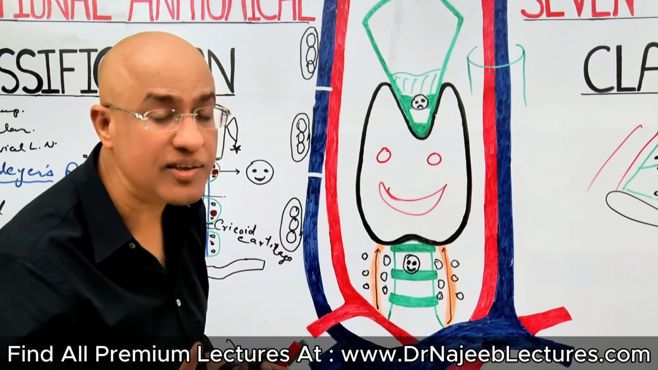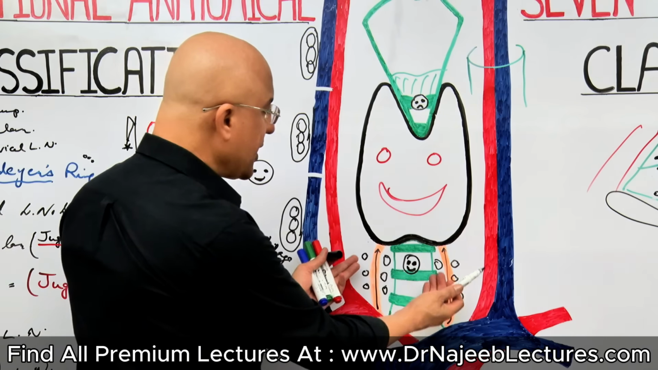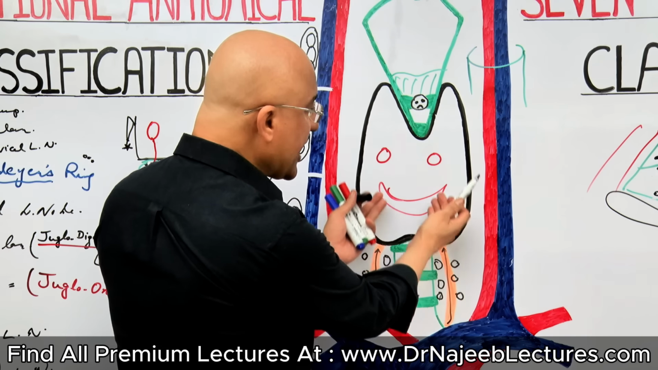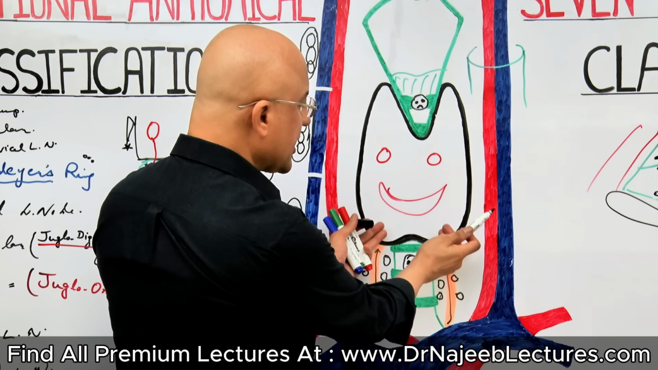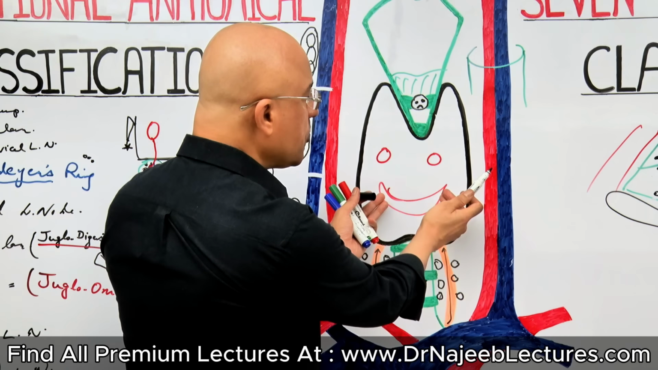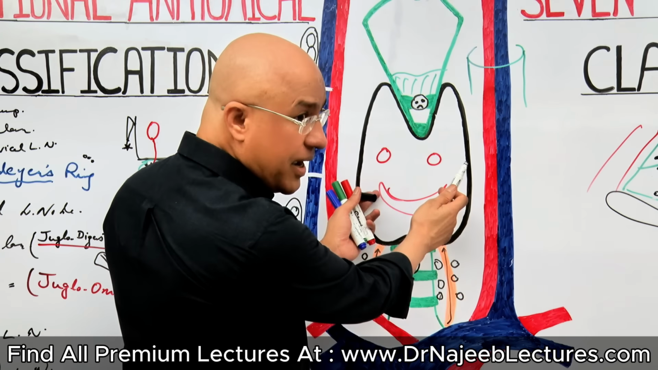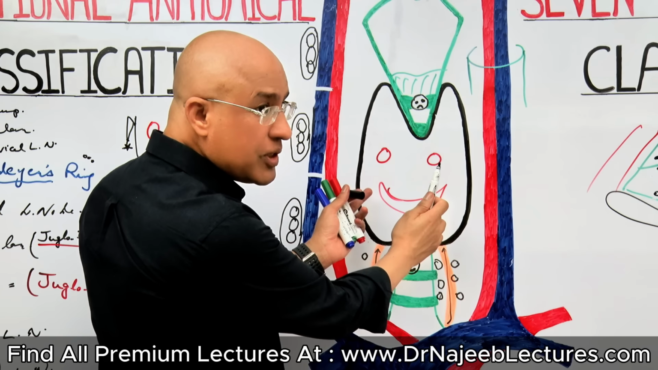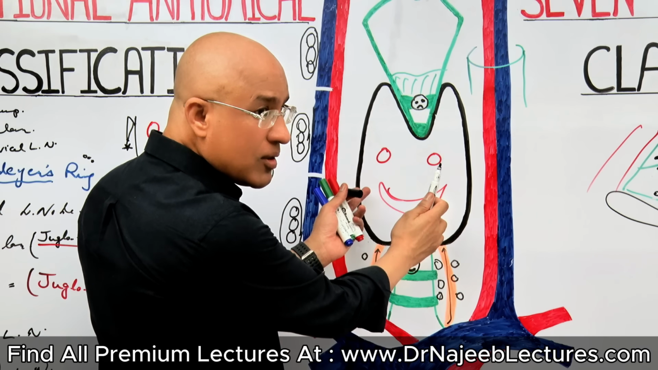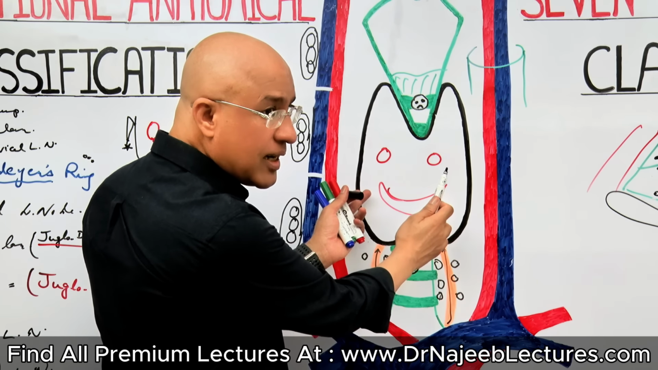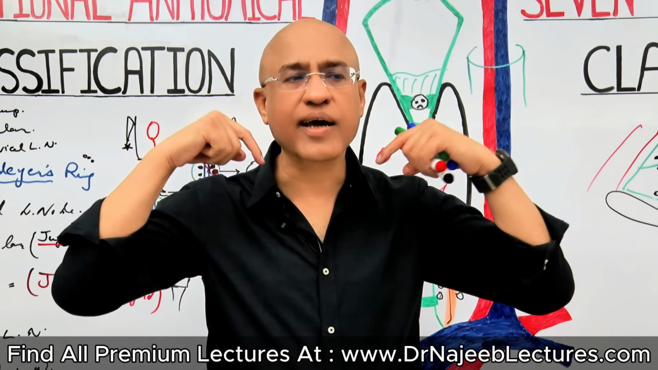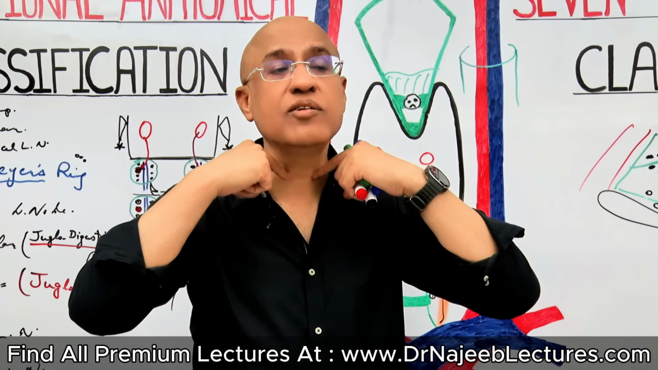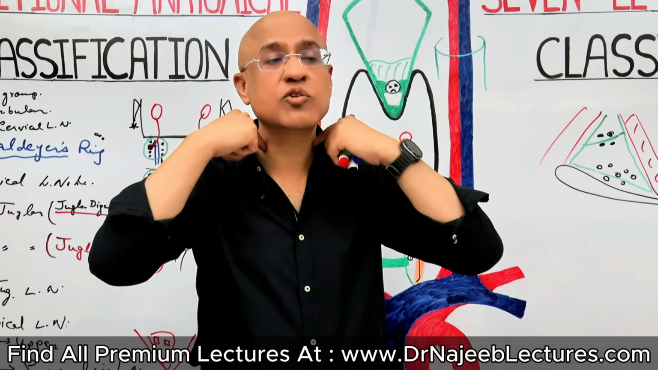Recurrent laryngeal nerve. It is moving superiorly, passes on the back of the thyroid, on the posteromedial aspect, in a groove in between the trachea and the esophagus. Here in the front there is thyroid, behind that there is trachea, behind that is the esophagus.